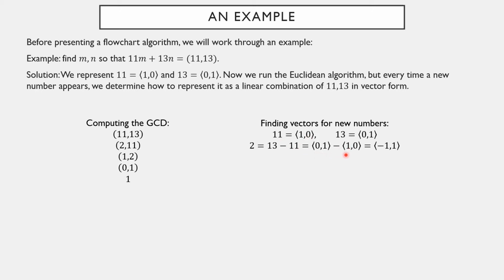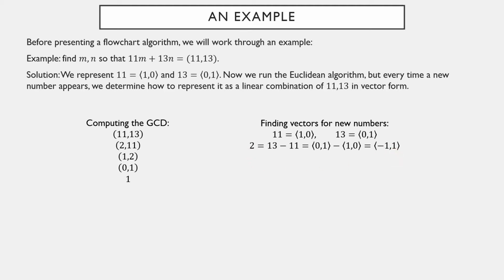So now I have a difference of two vectors, and I can compute that component-wise. 0 minus 1 in the first spot gives me minus 1. 1 minus 0 in the second spot gives me 1. So now I have a vector that represents this remainder of 2, and you can check negative 1 times 11 plus 1 times 13 is in fact 2.